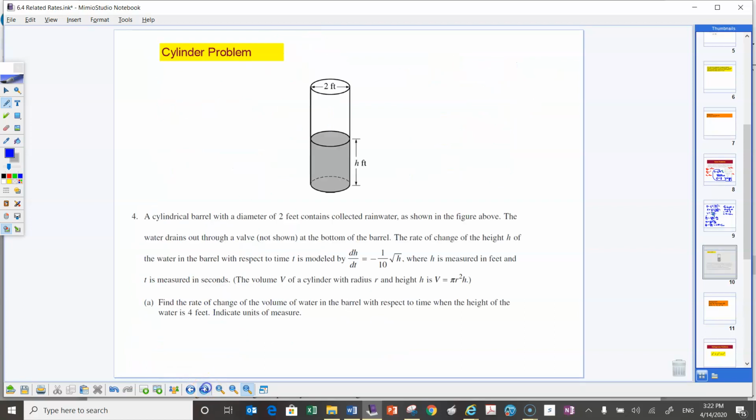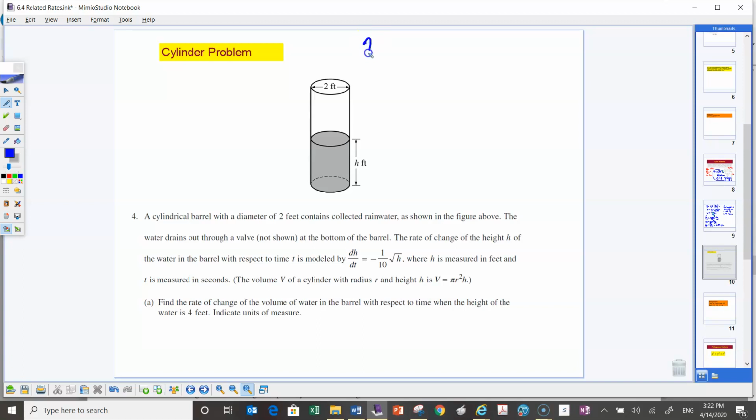Okay, ones similar to this are ones dealing with cylinders. Now notice the difference between a cylinder and a cone: with a cylinder, as the water is rising, the radius is a constant. So the radius isn't changing as in a cone. The radius would change as the water rises because the cone gets wider and wider. So these ones are easier, okay?